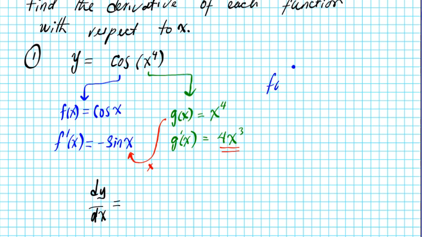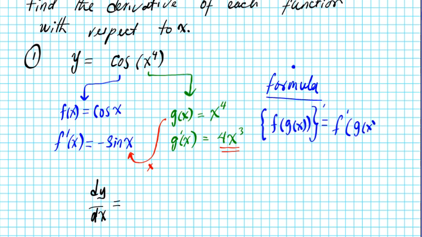Just to guide us, let me write the formula properly. The derivative of f of g of x is the derivative of the outer, f prime, evaluated at the inner, g of x, times the derivative of the inner. So this piece, f prime evaluated at g of x, is basically negative sine x evaluated at x to the fourth.